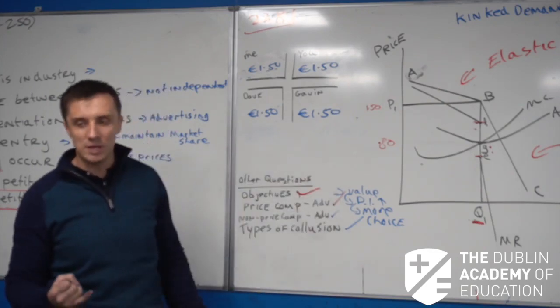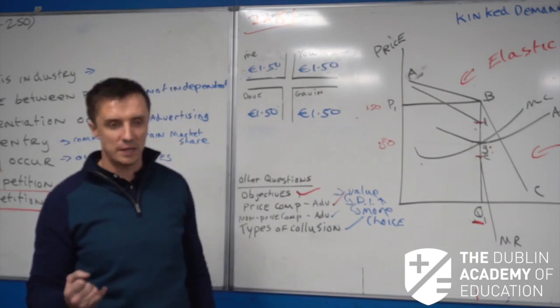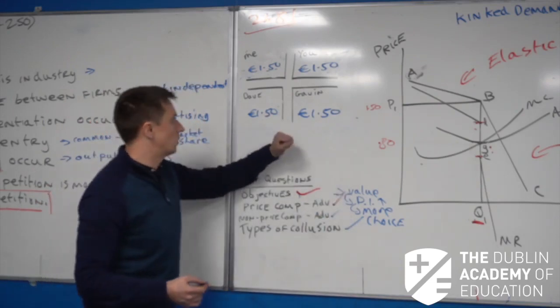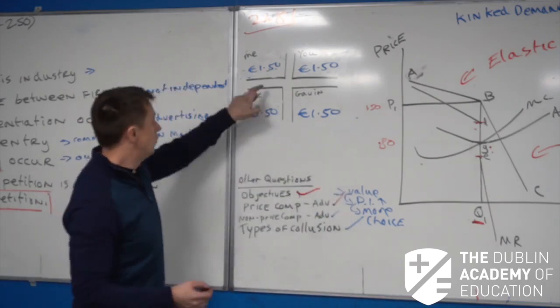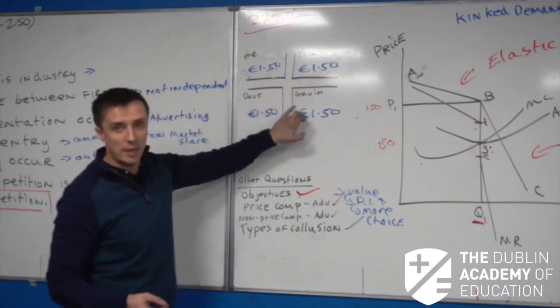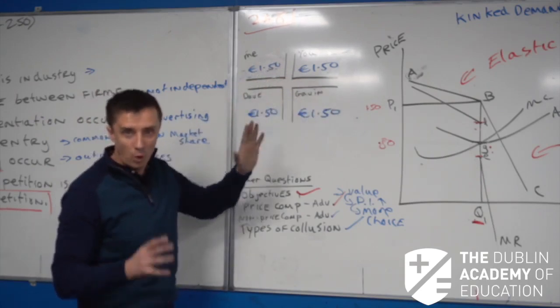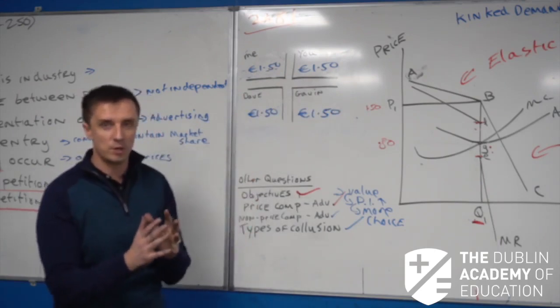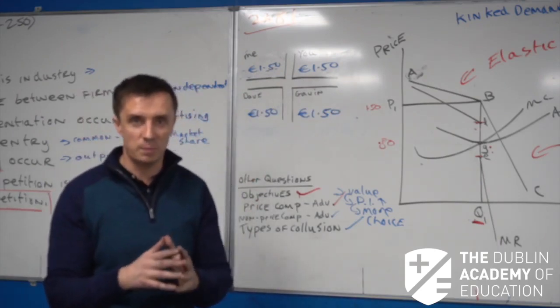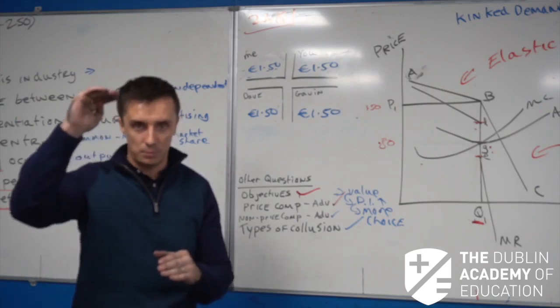Second one they can do is agree to set the output. Imagine we said, look, in order to keep the price for petrol high, we'll all produce, let's say, 20,000 litres a week. We won't sell more than that. That's an output policy. Again, what you're doing there, guys, is restricting supply. What happens when you restrict supply? You keep the market price high.